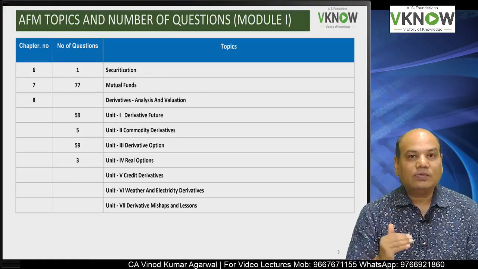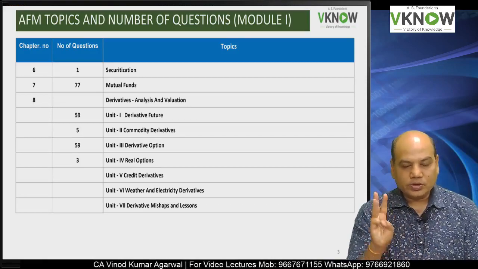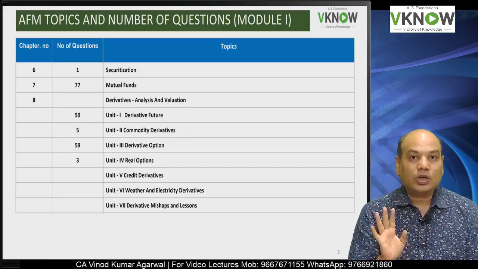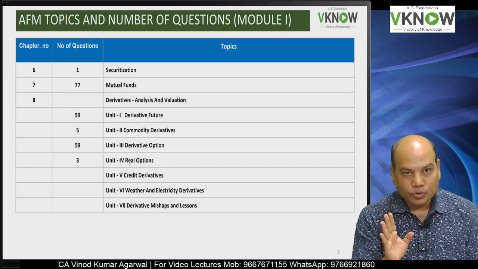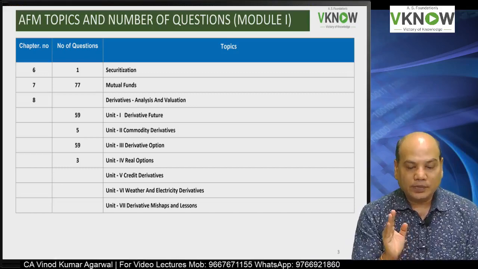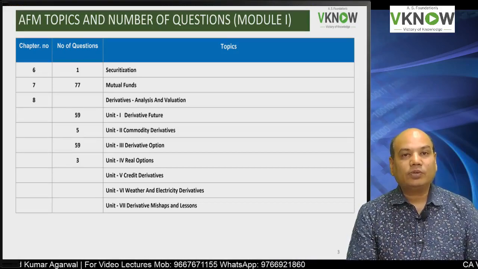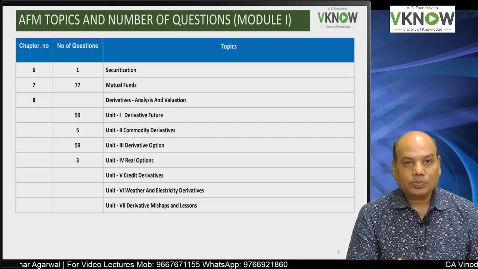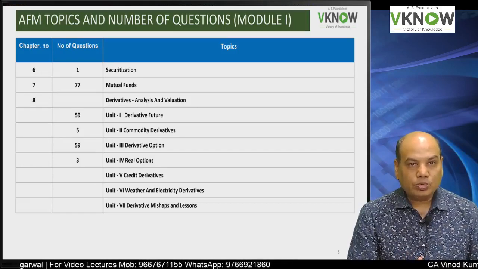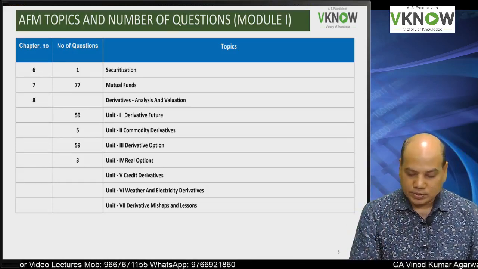Derivative chapter I have divided into 7 units for convenient learning. The first 4 are important, they are numerical. Derivative futures, 59 questions. Commodity derivatives, I have taken 5 questions. Derivative options, we have taken 59 questions. Real options, the newly added chapter, we have taken 3 questions, and there are 3 theory topics.